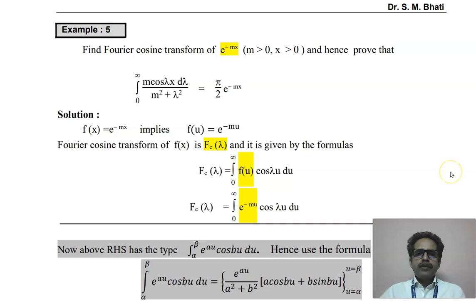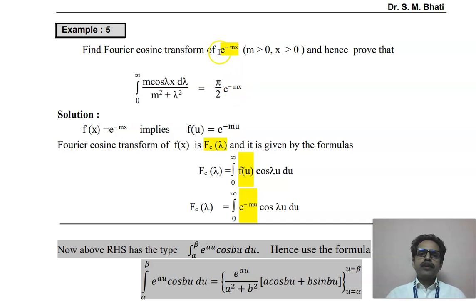In my last video, we solved 4 examples where we obtained the Fourier transforms of the given functions. Today is example 5. Find the Fourier cosine transform of e raised to minus mx, where m and x are positive real numbers. Hence, prove this integral is equal to pi upon 2 e raised to minus mx.